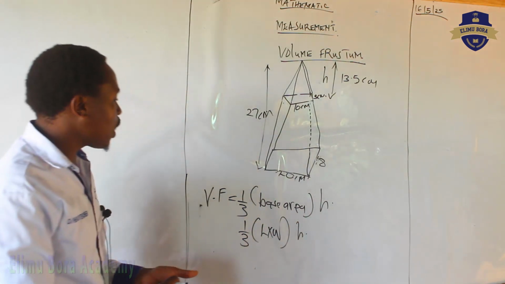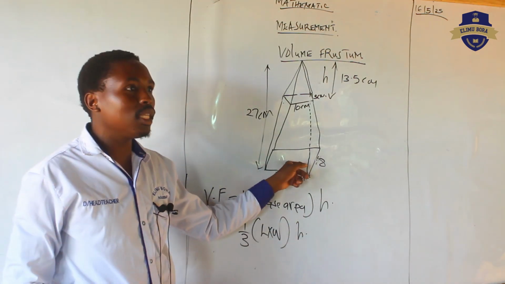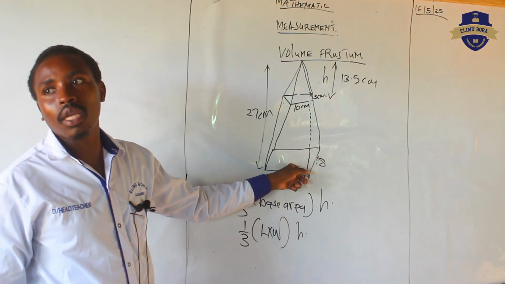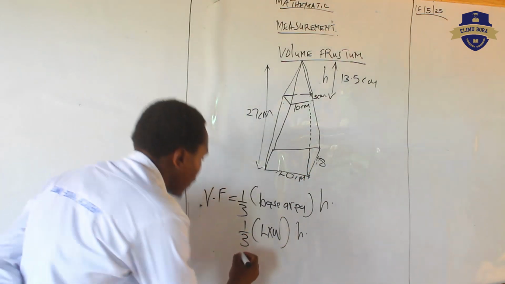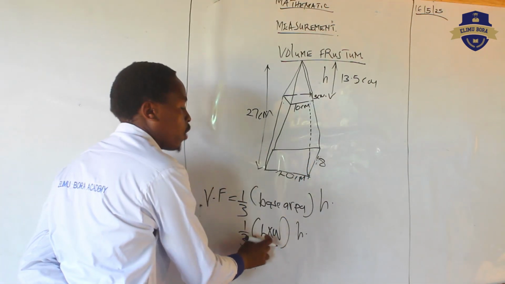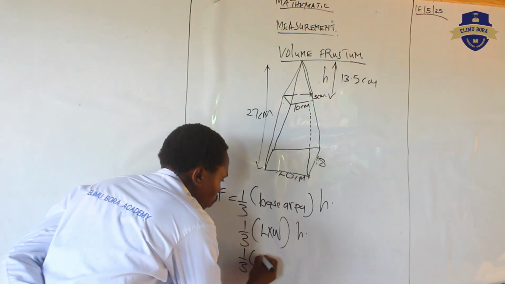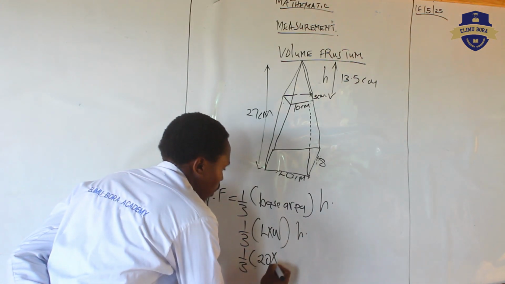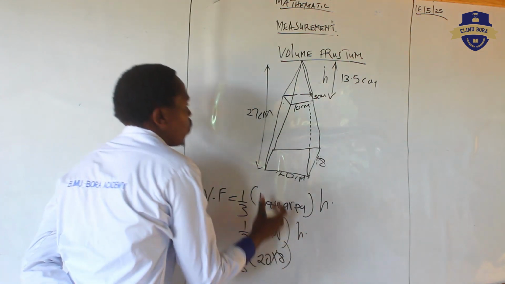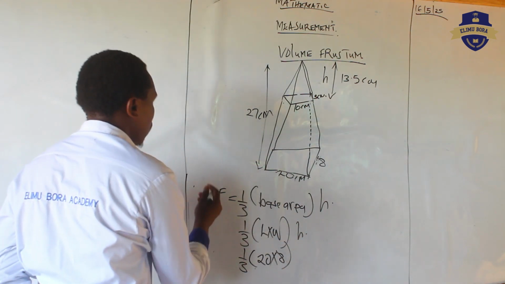height. Why am I using length times width? Because the shape here is a rectangle, isn't it? Then from there, let's look at it. Now let's replace what we have. You have a third. Our length is what, class? 20, good. Our width is what? 8.